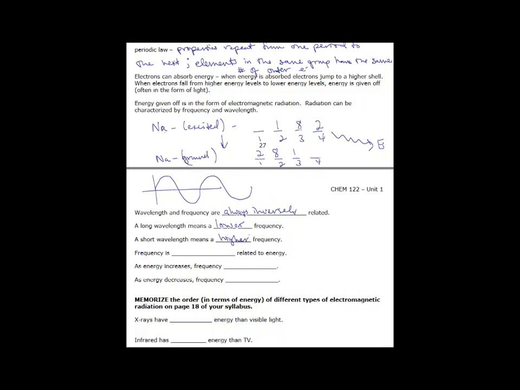So if you compare these two, you have a shorter wavelength. That means that wave is going to pass more frequently. So you have a higher frequency. Now frequency is directly related to energy. As energy increases, frequency increases. As energy decreases, frequency decreases.